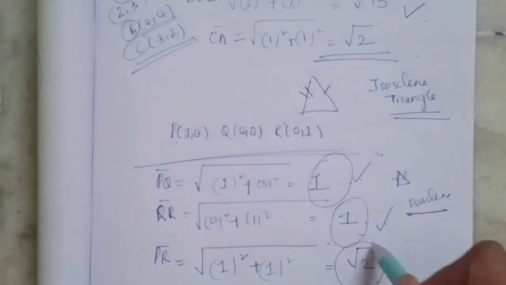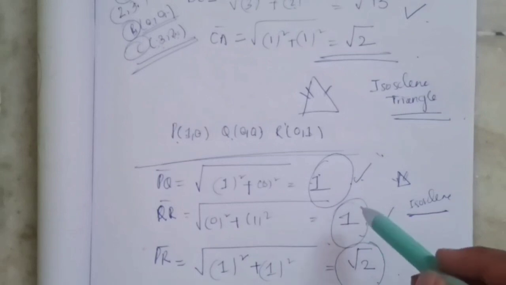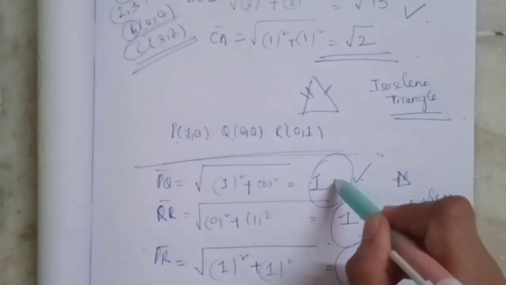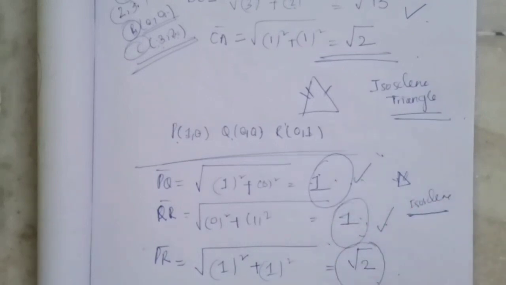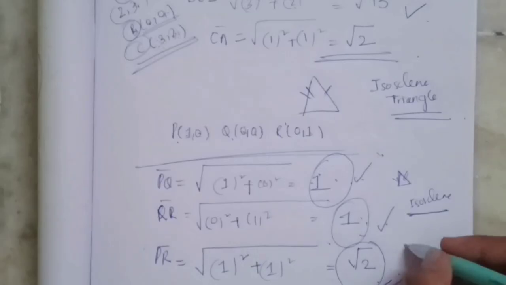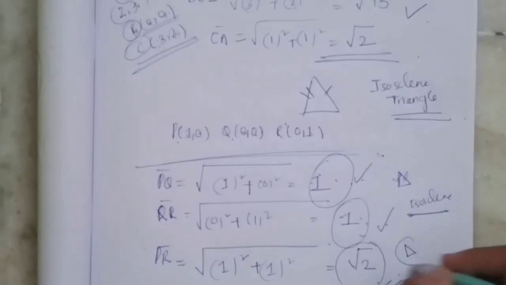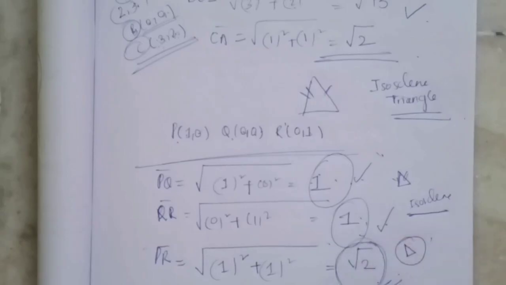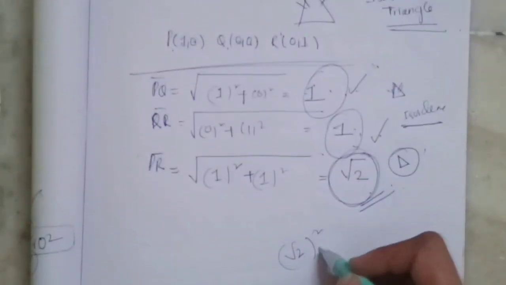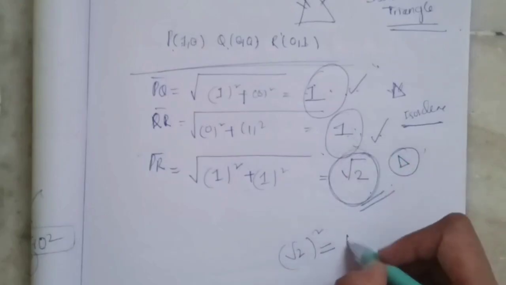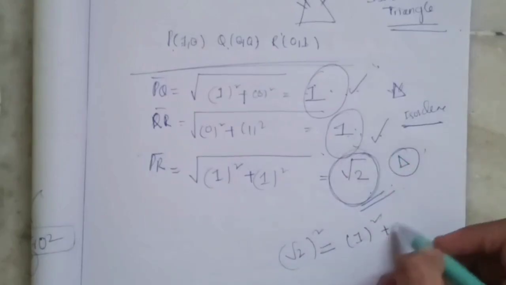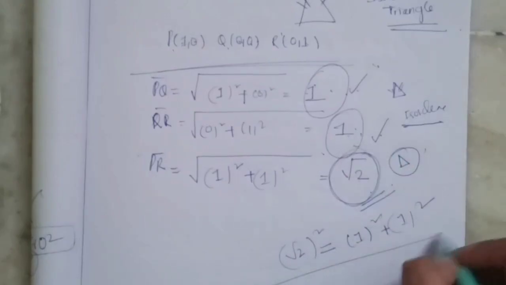And if one square is equal to the sum of the other two squares, then this can be a right angle triangle also, because under root 2 whole square is equal to 1 square plus 1 square.